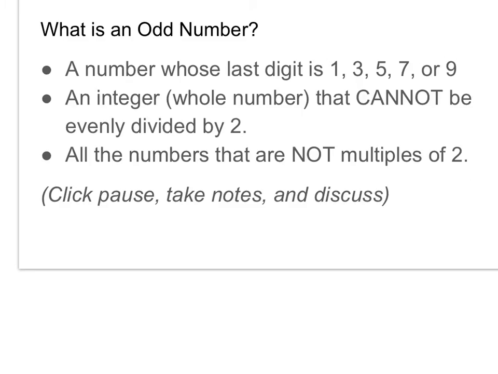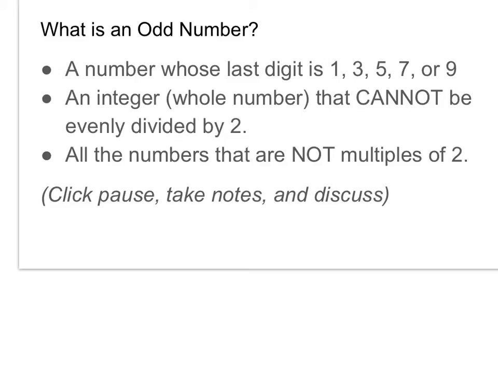We're going to switch and now talk about odd numbers. What is an odd number? Well, a number whose last digit is 1, 3, 5, 7, or 9. So again, we're looking at the last digit of a number. We're going to look at the ones place in the number. And if its last digit, or the digit in the ones place, is a 1, 3, 5, 7, or 9, we would call this number an odd number.